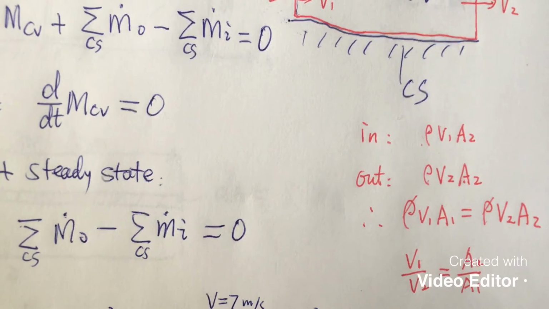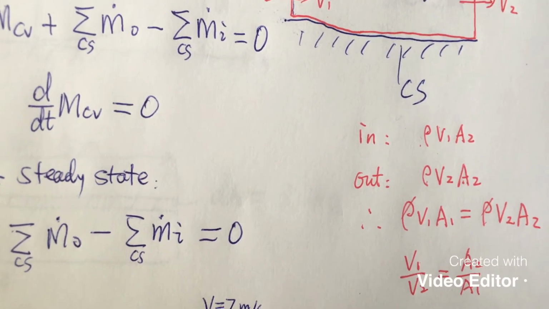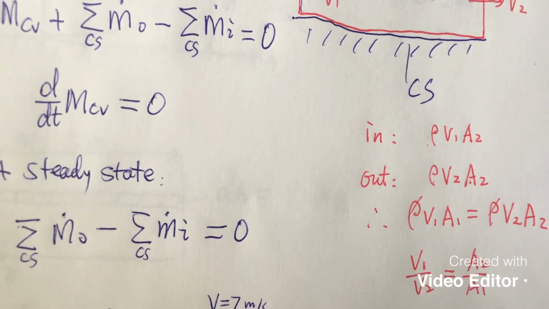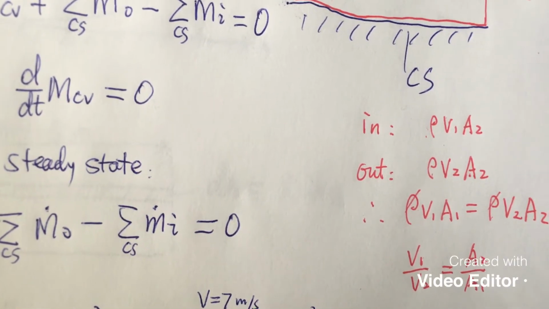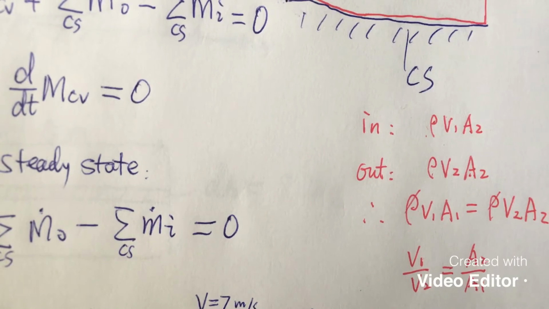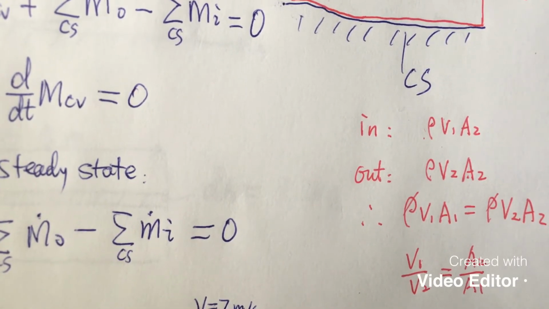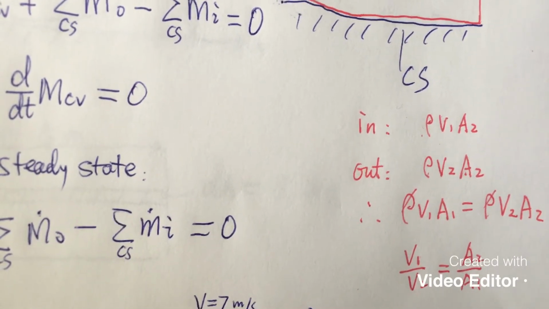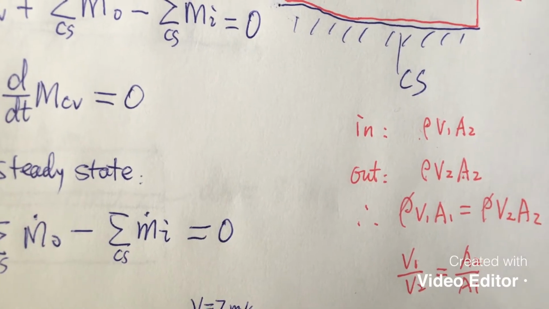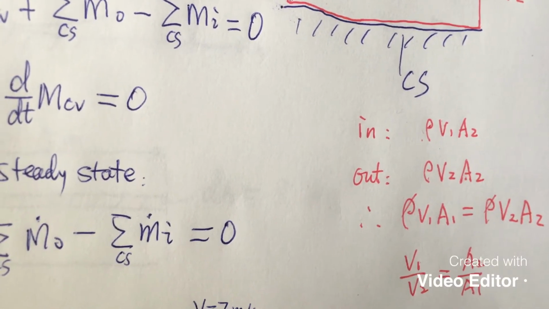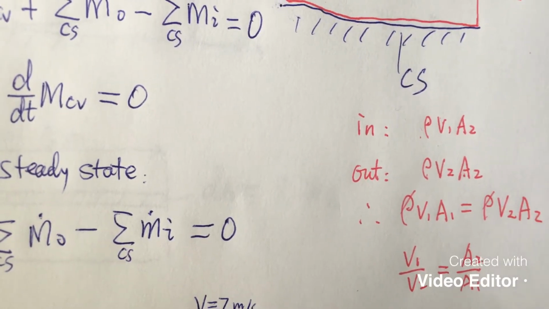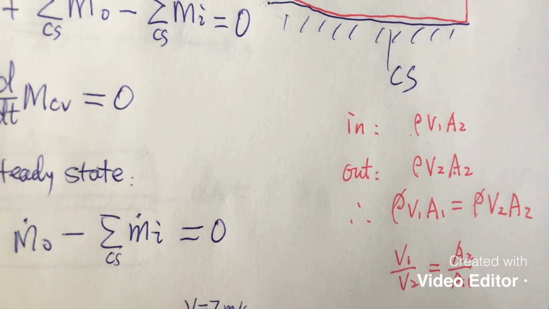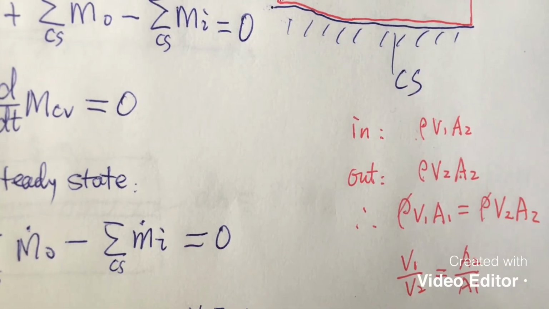So you can calculate V1, V2 from the cross-section areas A1 and A2. That's the relation eventually. V1 over V2 equals A2 over A1. If you know the areas, and if you know one velocity, either 1 or 2, you should be able to calculate the other velocity. So this is the conservation of mass.